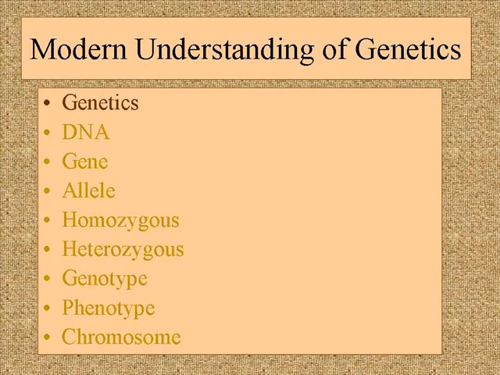Our first term is genetics, and by that we mean the scientific study of biological heredity. DNA, as we probably all know, at least if we've taken a biology class, stands for deoxyribonucleic acid. But the important thing for us is that DNA carries the genetic blueprint for each organism. A gene is a segment of DNA that carries the information, that carries the code for a particular trait.